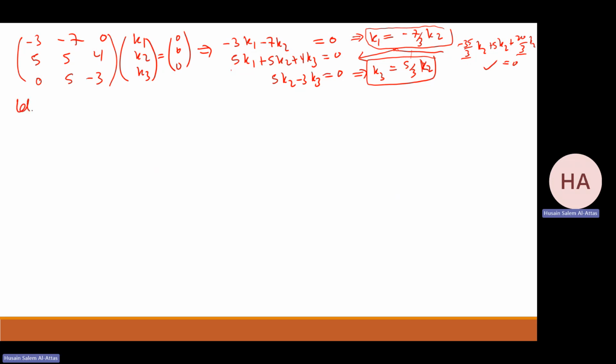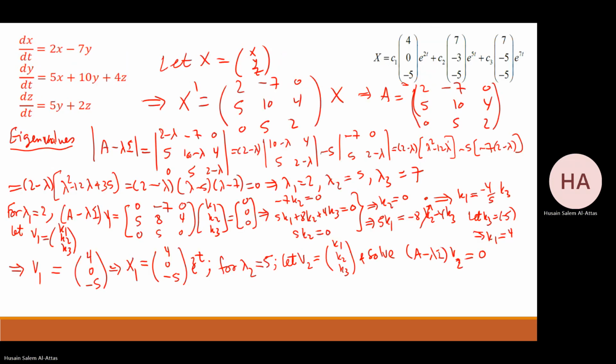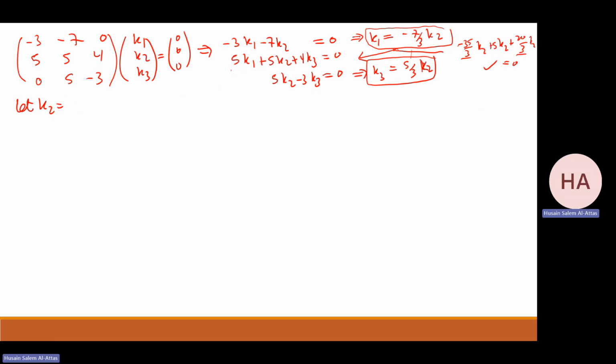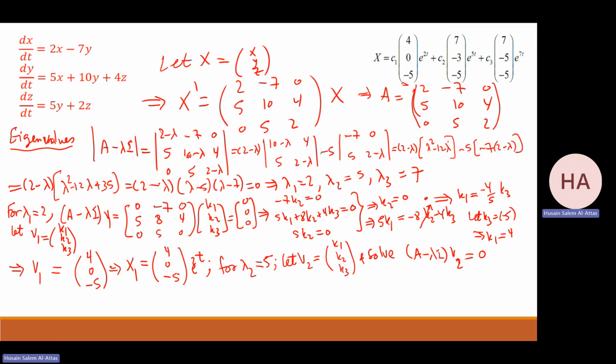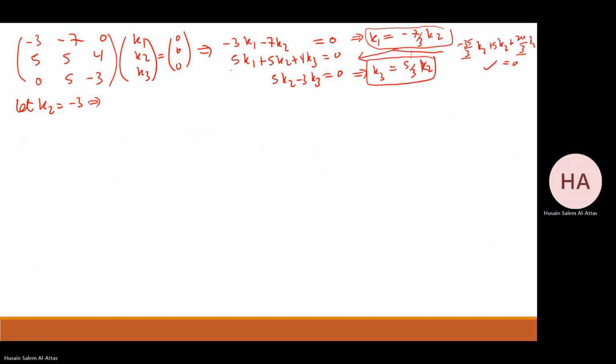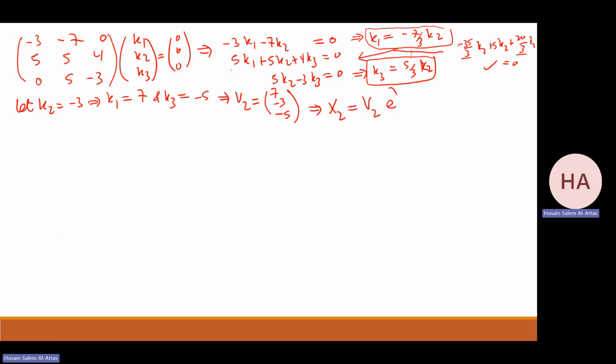So I let K2 equal 1. Try to solve the equation the way you like. Or let K2 equal 3, or minus 3 to make it similar to that one. Both are correct, but I want it to be in the same format as this one. So I get K1 will be 7, and K3 equals minus 5. So my V2 will be 7, minus 3, minus 5. And what will be my second solution? V2 e to the power 5t. That will be 7, minus 3, minus 5 e to the power 5t.